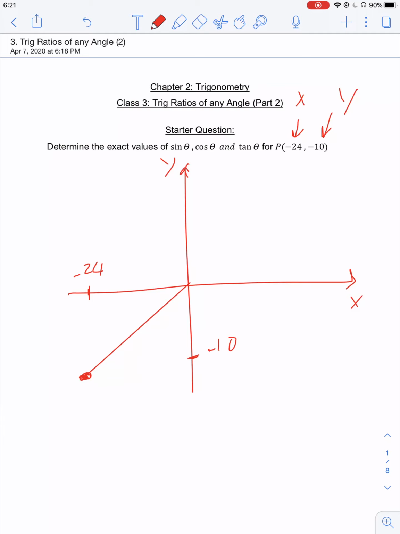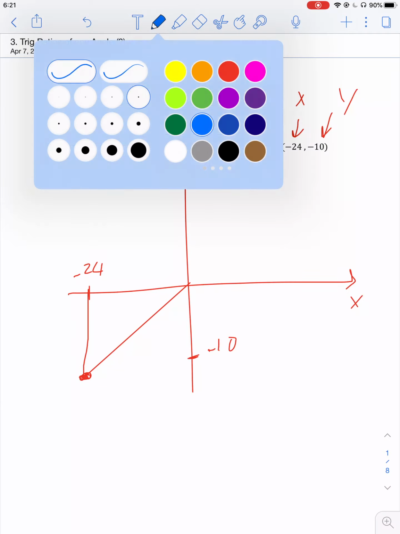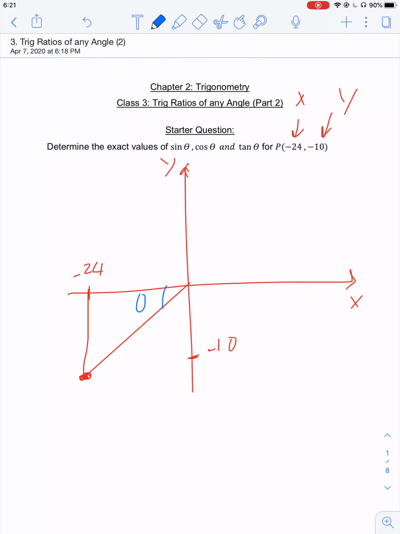But we're going to be making use of the reference angle. So to get the reference angle, connect this point to the x-axis, and then this would be your reference angle, okay? This is what will help us find the ratios because we're going to use this as guidance, okay? Because now our triangle is kind of set up.